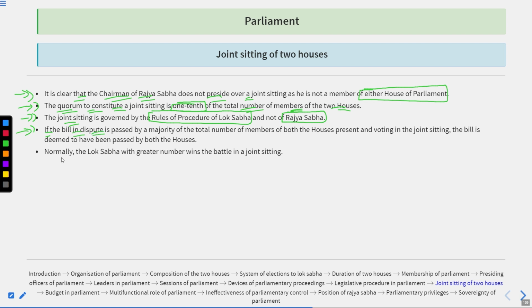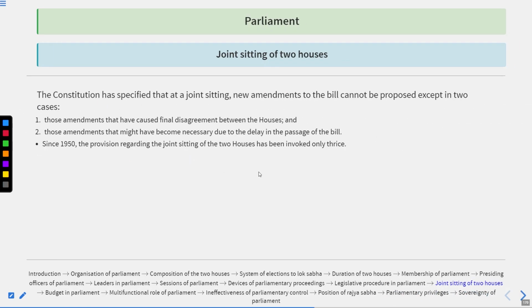If the bill is under dispute and it is passed by the majority of the total number of members of both the houses who are present and voting in the joint sitting, then the bill is deemed to have been passed by both the houses instead of passing separately. Normally, the Lok Sabha with the greater number wins the battle in the joint sitting because they have more seats. The Constitution has specified that at a joint sitting, new amendments to the bill cannot be proposed except in two cases. First, those amendments that have caused the final disagreement between the houses, and second, those amendments that might have become necessary due to the delay in the passage of the bill.